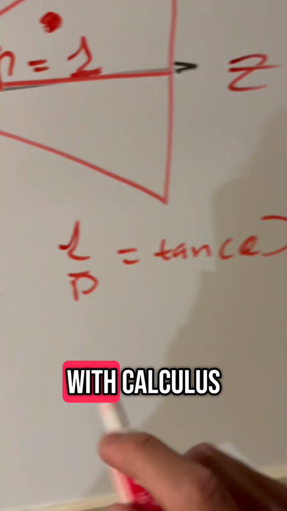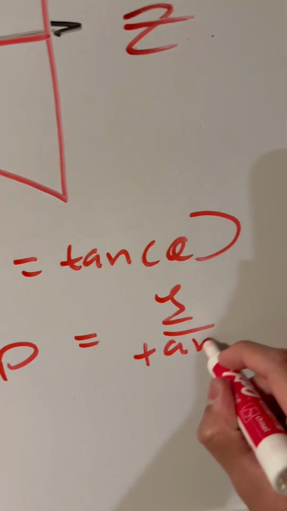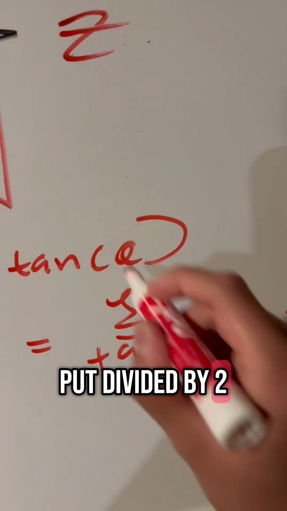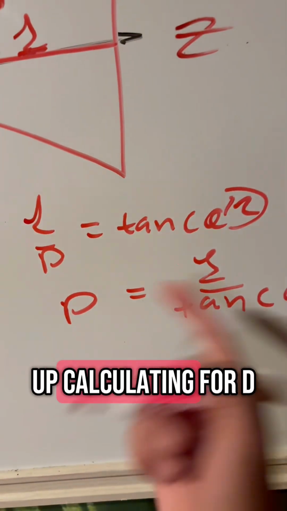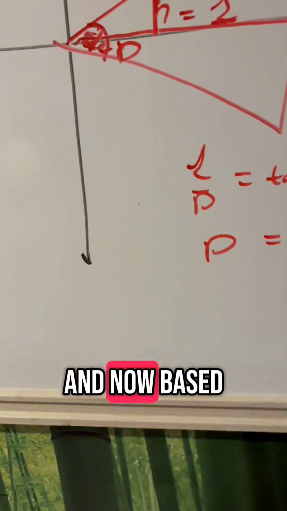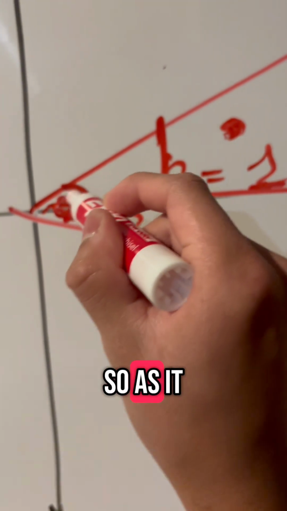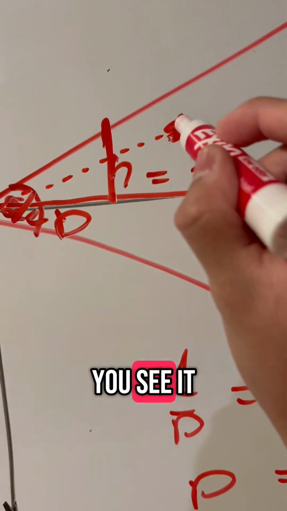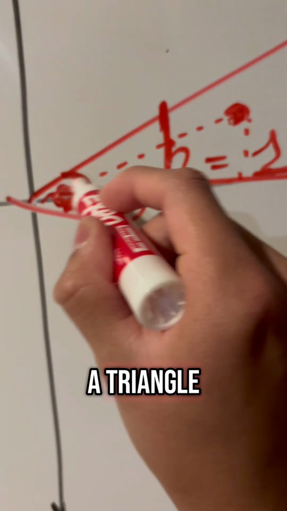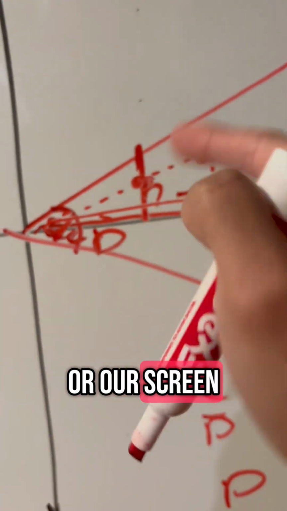And then you could end up calculating this. So D is equal to 1 over tan, and then theta divided by 2. I forgot to put divided by 2. So you end up calculating for D, and you end up getting this value in this ratio. And now based on this ratio, we're going to be able to calculate this vertice right here. So as it ends up projecting, you see it ends up giving a triangle. And this is the point we want to see on the near plane or our screen or monitor.